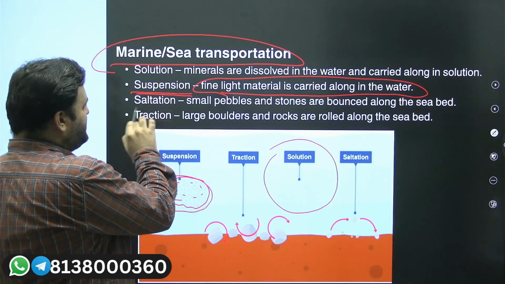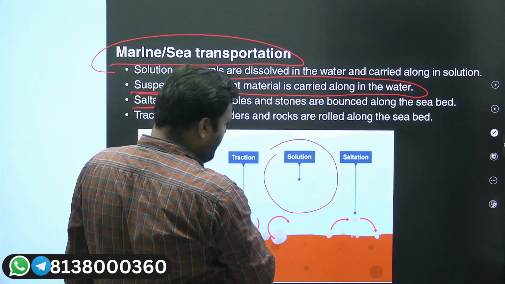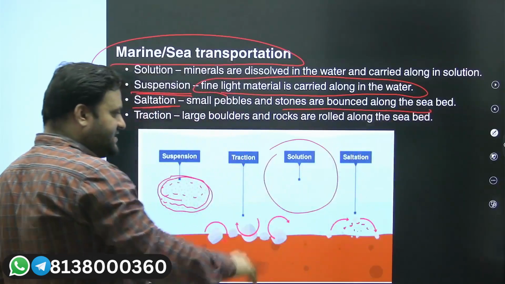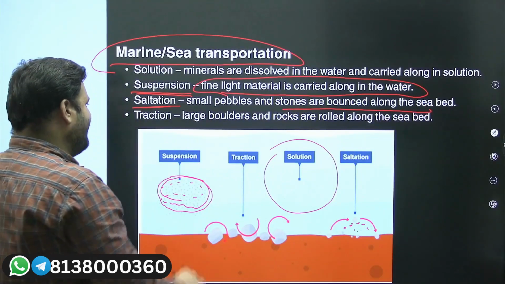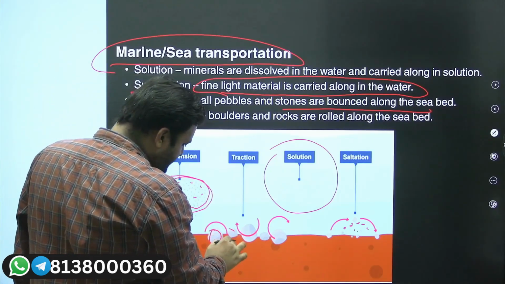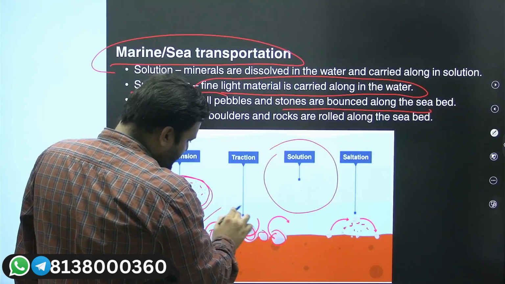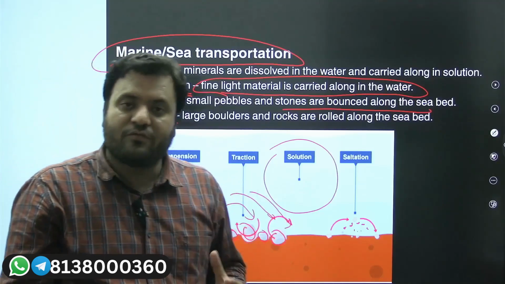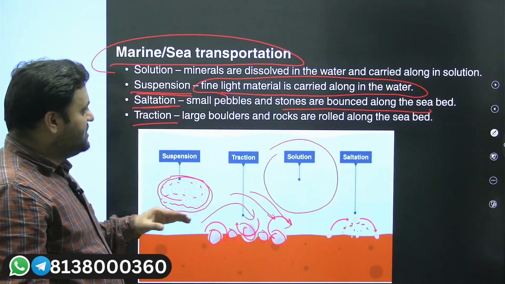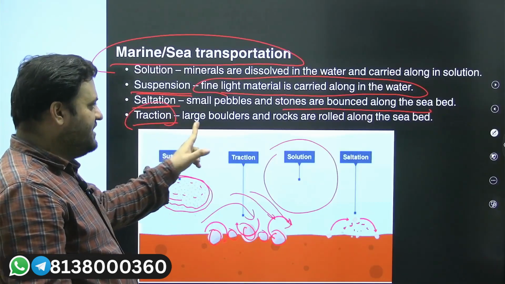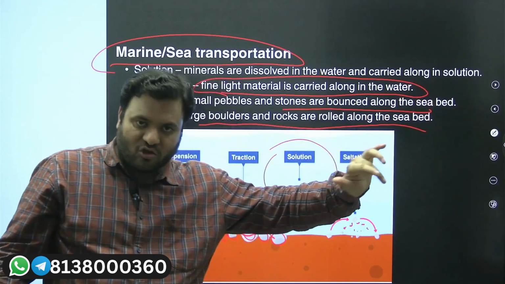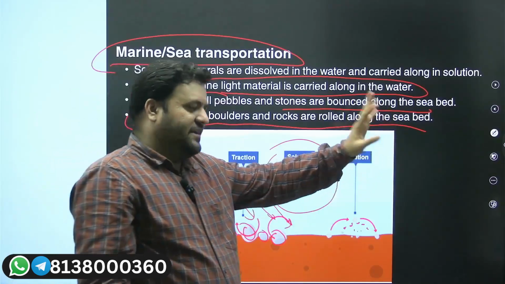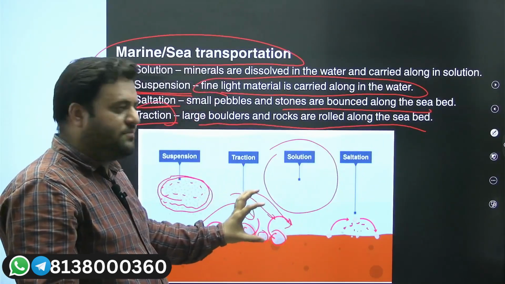Then we have saltation. Saltation means when we have small pebbles and stones, and they bounce at the seabed, that will be called saltation. And we have traction. Traction means when the large boulders are under the action of water, these large boulders will cause removal of the bottom of this particular sea. That will be called as what? Traction. So large boulders and rocks, when they roll along the seabed, that will be called as what?